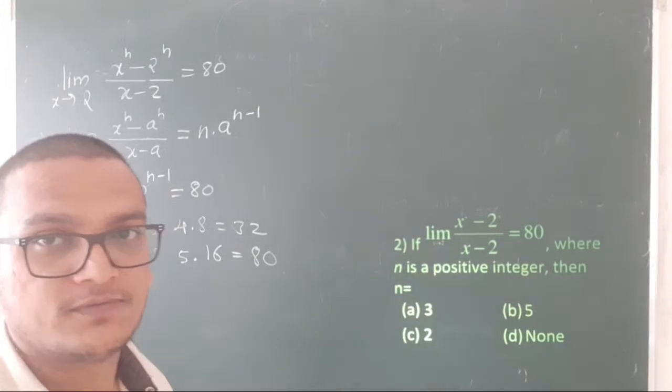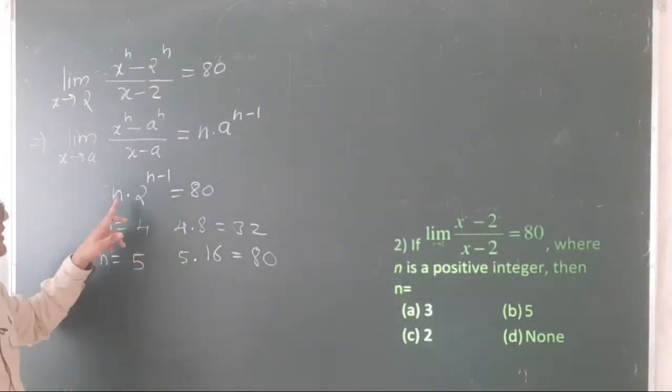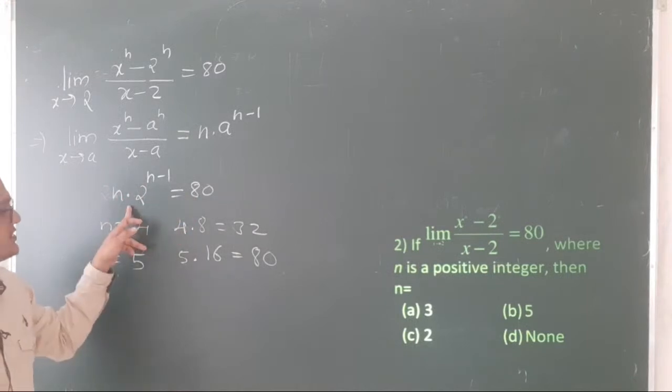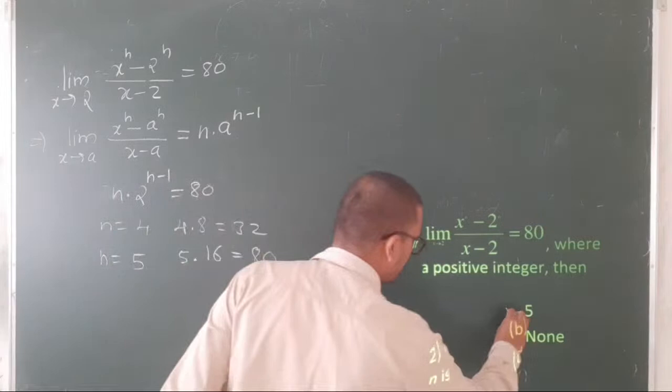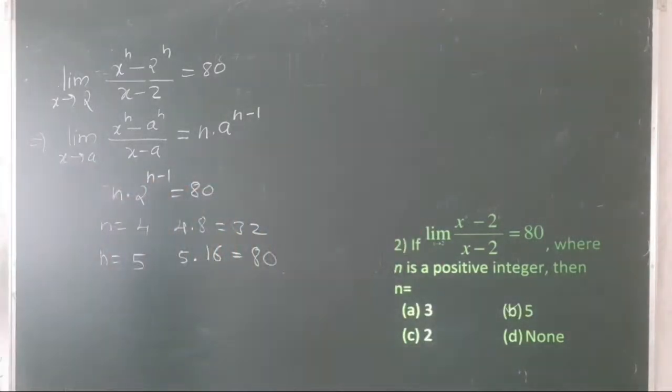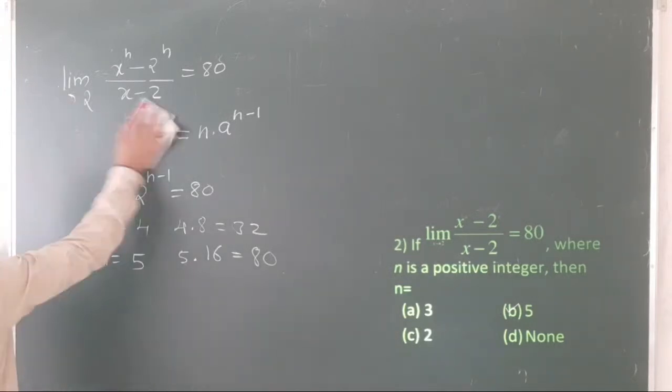Therefore, when I put n equal to 5, I am getting LHS equal to RHS. So option B is correct. The value of n is 5. So this result you have to remember.